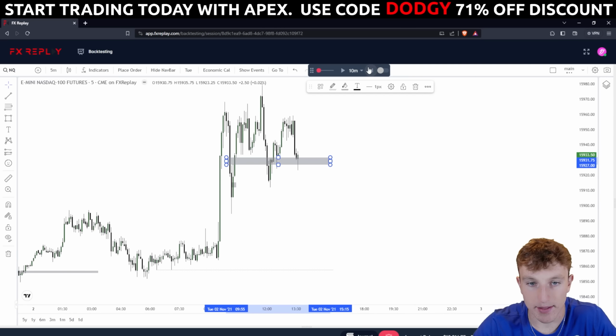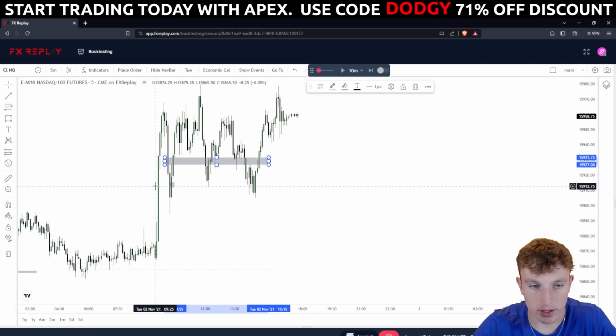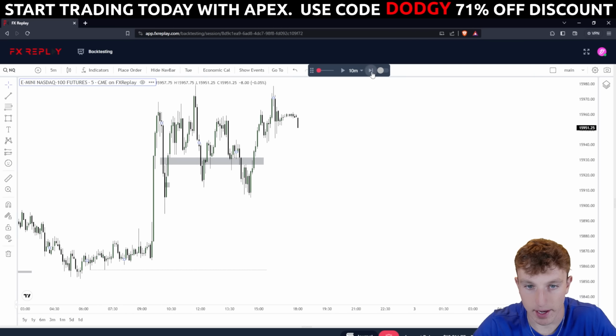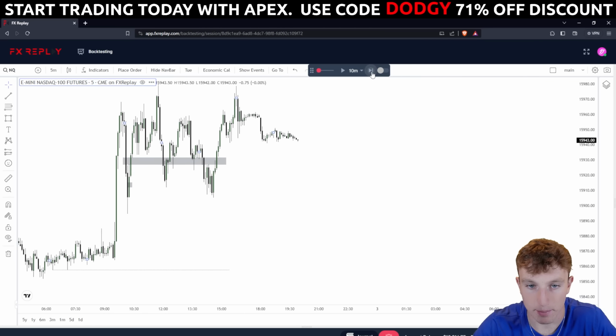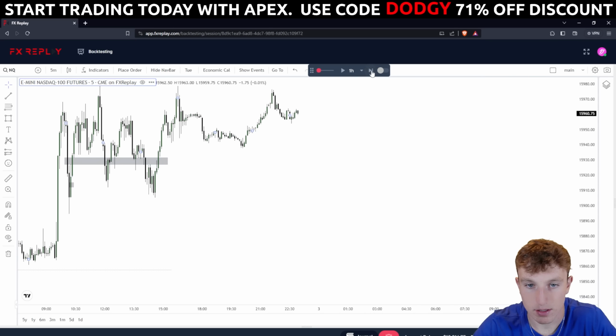So again, that's really what I'm going to be looking for. Again, it looks like we're going to just keep holding this fair value gap. This is the external fair value gap, so it's not really a high confidence short until that breaks. But let's keep playing this.